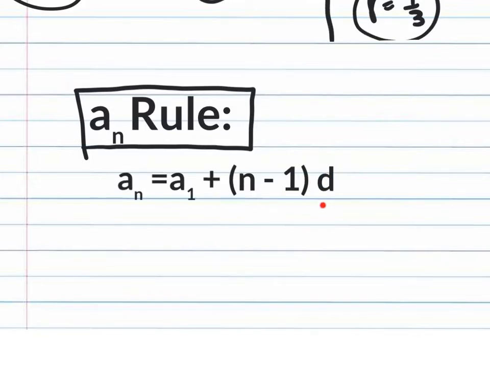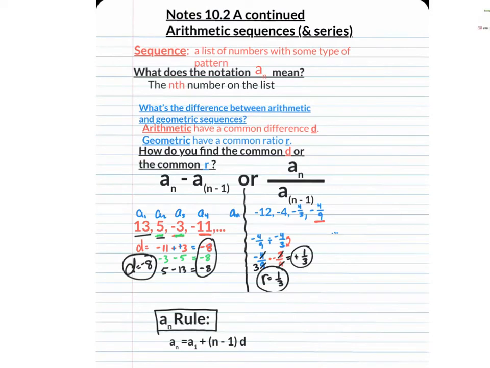Okay, so this, if you have the a sub 1 term, the first number on your list, and you're able to identify the common difference of that arithmetic sequence, then you'll be able to plug in your a sub 1 and your common difference d, and you could simplify by distributing and then combining like terms, and you'll have your machine that produces the arithmetic sequence. So I have a whole page of notes here. I hope you guys have a whole page of notes also.